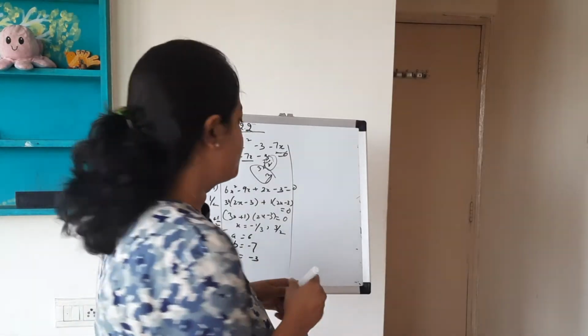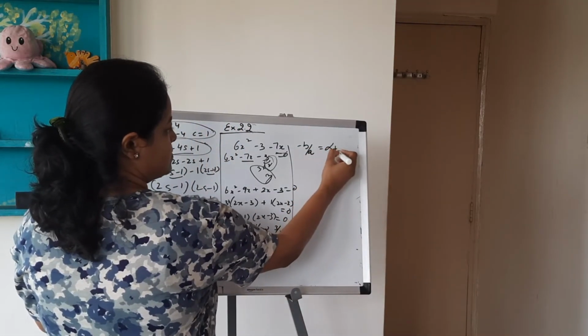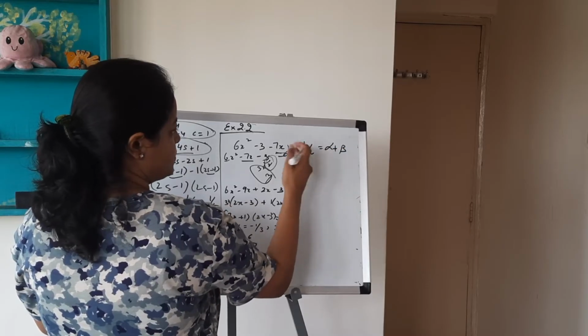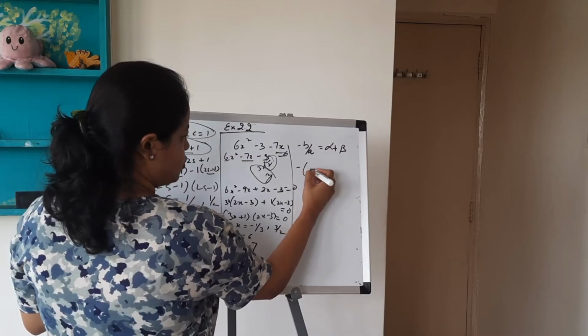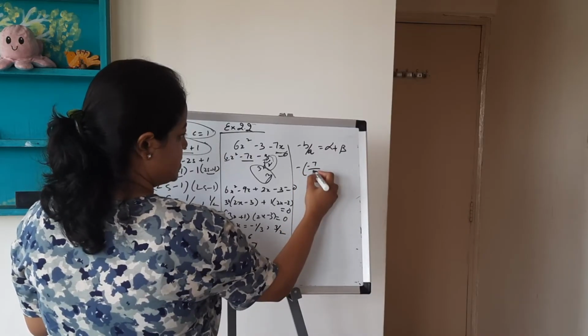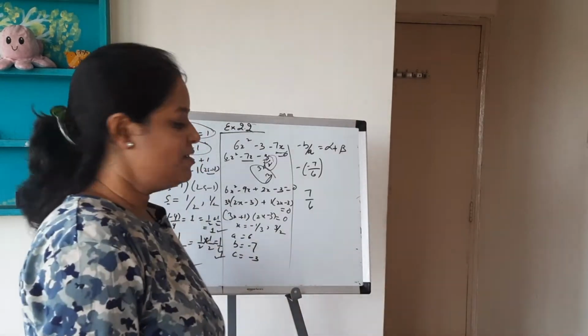Okay, so we are going to look at what is minus b by a here. What is this? Alpha plus beta, right? So first we are going to look at the LHS. What is minus b by a? Minus of minus 7 by a, which is 6. What is this? 7 by 6. This is the LHS.